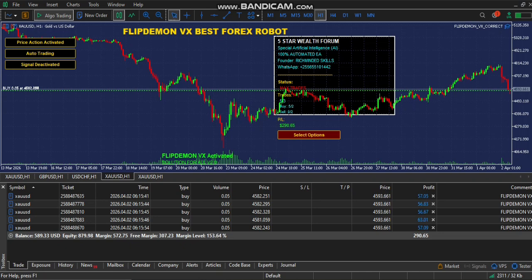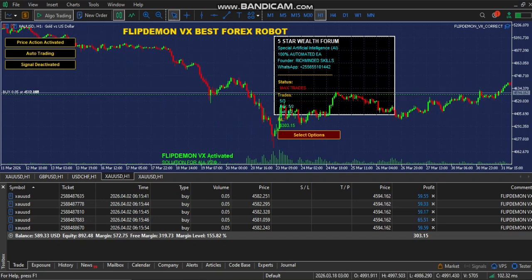Entry volume, 0.05 lots per trade. That is disciplined position sizing. Not greedy, not reckless, controlled, professional. This is what a real automated trading system looks like when it is working correctly.